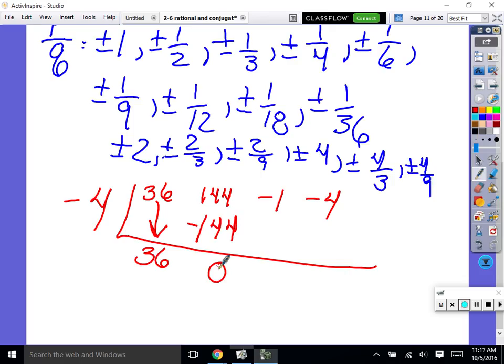0 times -4 is 0, correct? We add straight down and get -1. -1 times -4 is 4. We add straight down and get 0. Which makes sense, right? We already knew that, though. -4 is a solution.